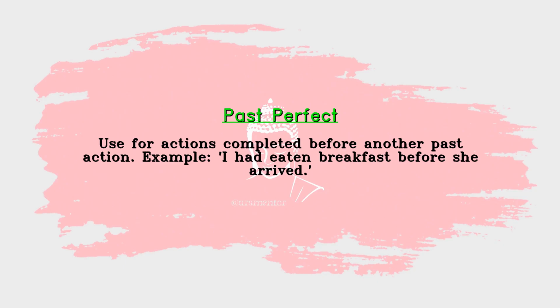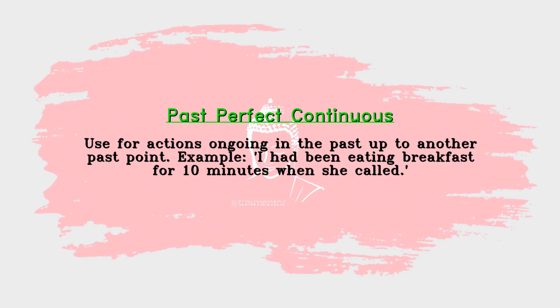Past perfect. Use for actions completed before another past action. Example, I had eaten breakfast before she arrived. Past perfect continuous. Use for actions ongoing in the past up to another past point. Example, I had been eating breakfast for 10 minutes when she called.